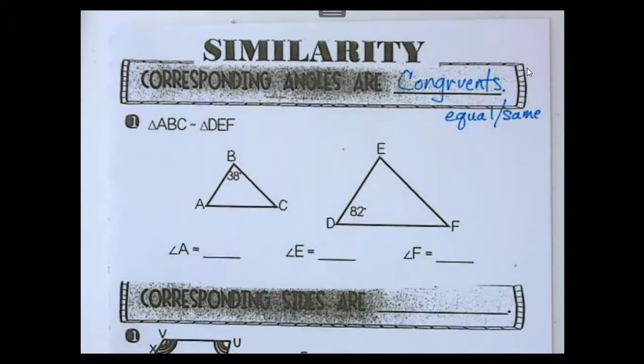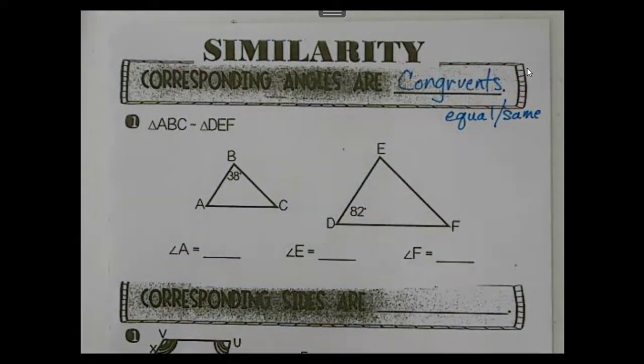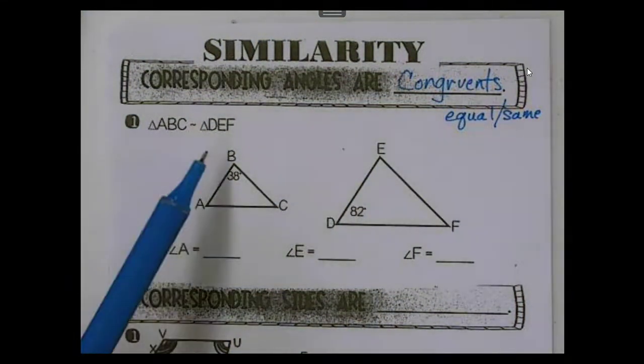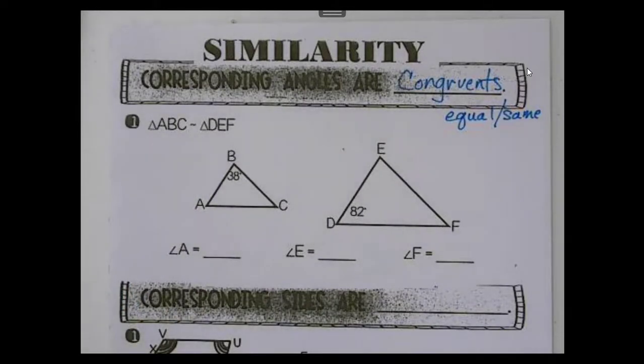All right, so let's take a look. We know that triangle ABC is similar to triangle DEF. You can see they kind of look the same. All we're doing is enlarging it by the scale factor, and we'll figure that out down below. But let's talk about the angles.